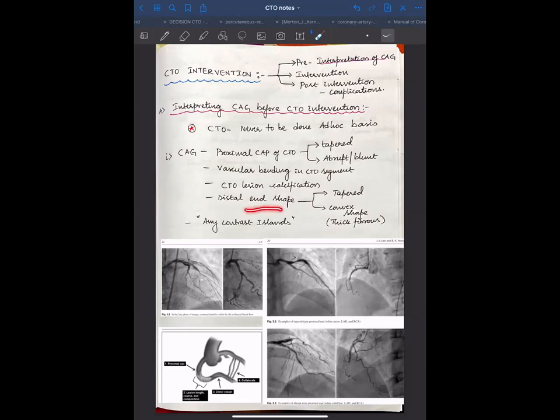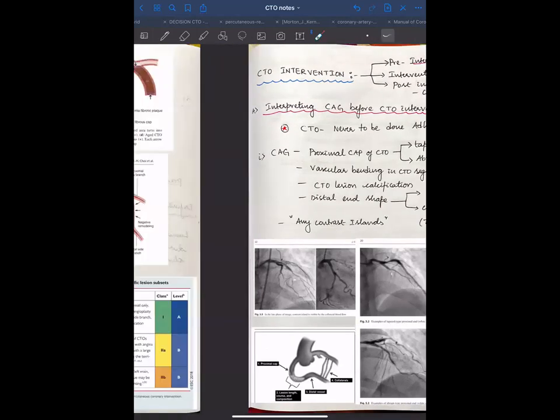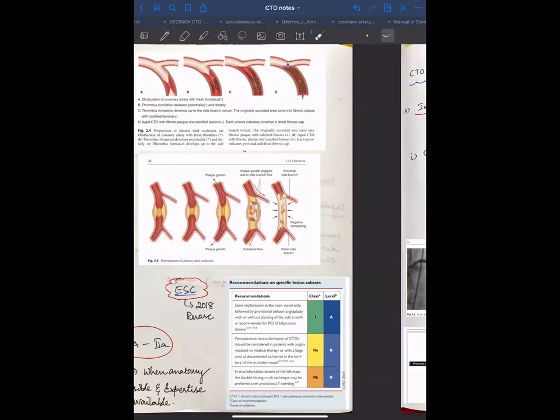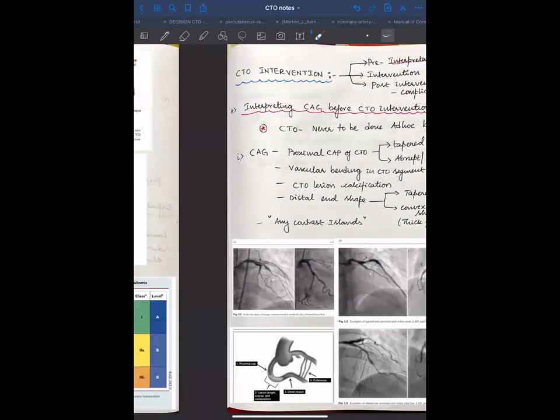And the distal end, the distal cap, like I mentioned in this picture. The distal cap also forms a shape, which can be tapered, as we can see here.